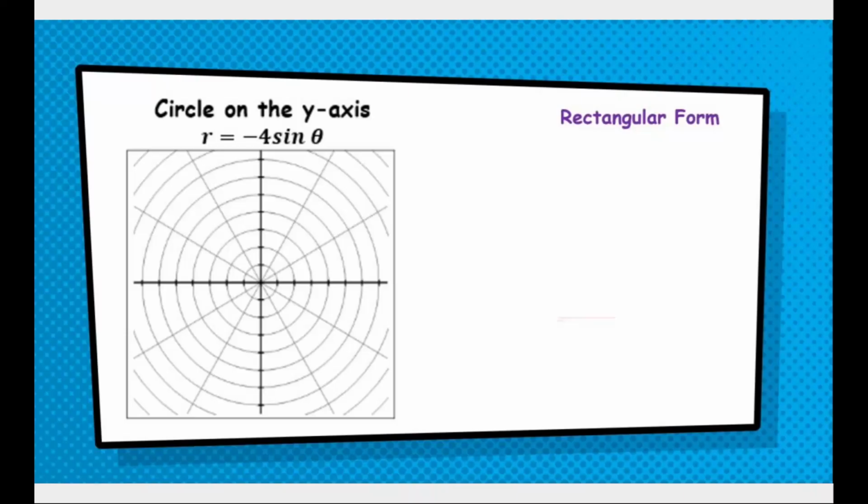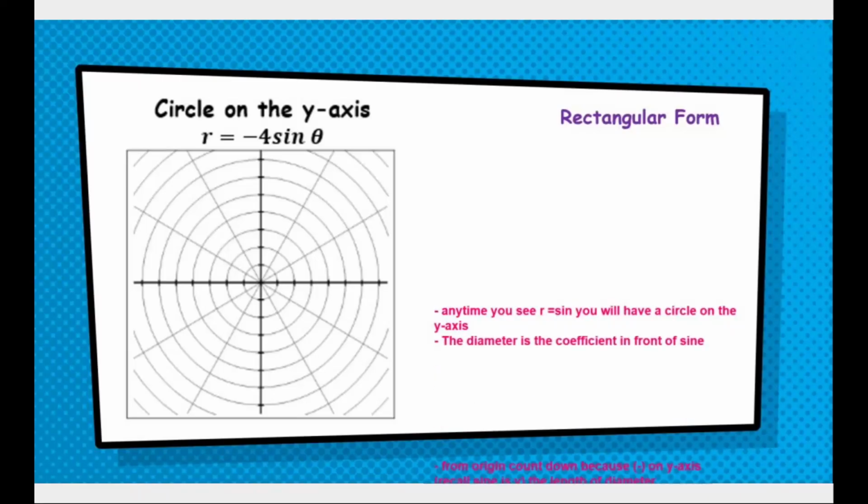All right, let's look at the circle on the y-axis. Similar to the cosine, anytime you see r equals sine, you will have a circle on the y-axis because sine is y. The diameter is still what's in front of sine. But from the origin, because my diameter is negative, we're going to go the other direction. So I'm not going to go up, I'm going to go down. So I'm going to start from the origin, and I'm going to count down 4.